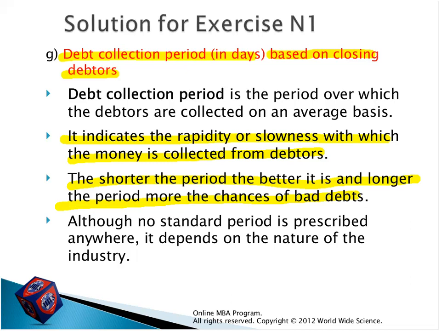If the period is longer, then that kind of debt can be called bad debt. Then we have a lower chance to collect our money back. Although no standard period is prescribed anywhere, it depends on the nature of the industry. So we have some norms or standards for the debt collection period ratio. It depends on the industry. Based on our previous benchmark examples, we can see the rate in the industries.